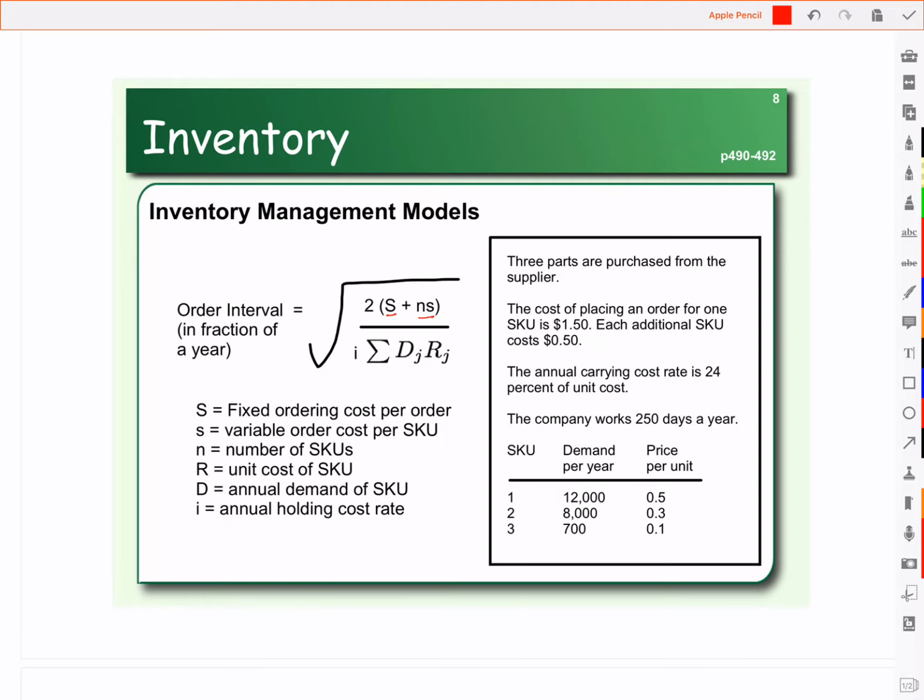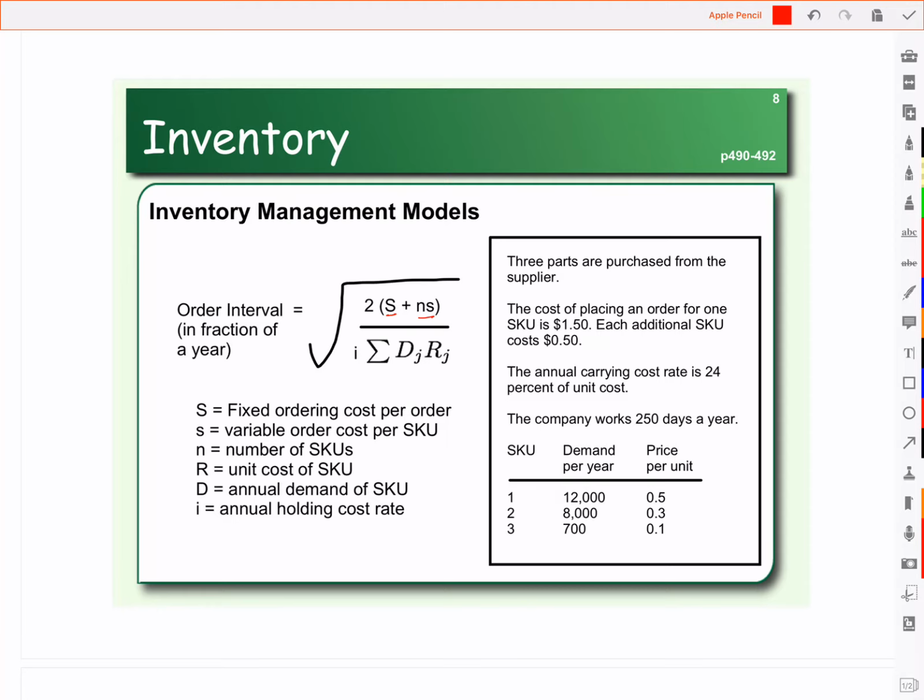So 3 parts are purchased from a supplier. The cost of placing an order for 1 SKU is $1.50. Each additional SKU is 50 cents. The annual carrying cost is 24% of the unit cost, and the company works 250 days a year. We have 3 different items that we are getting from the supplier, SKU 1, 2, and 3, and we're going to need different amounts based on our forecasted demand.